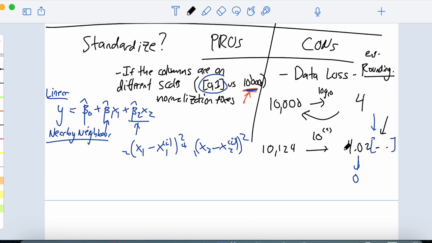This is like a mathematical con. I think there are some cons of usability. What would be some things that just make it harder for you to think about? What would be the con of standardizing?